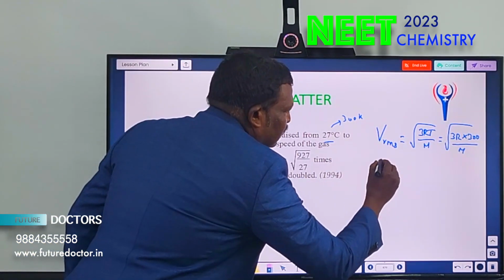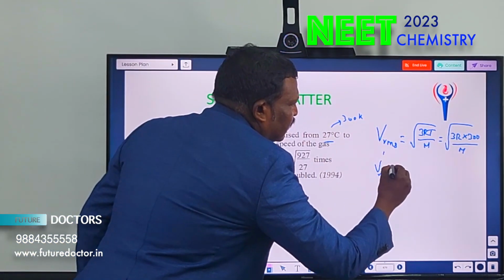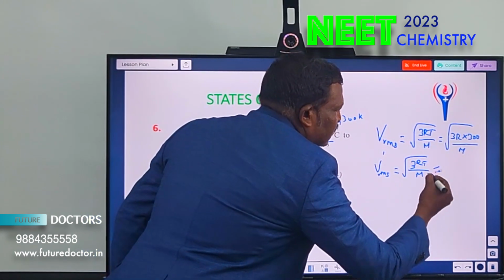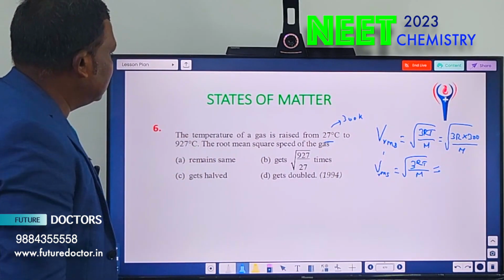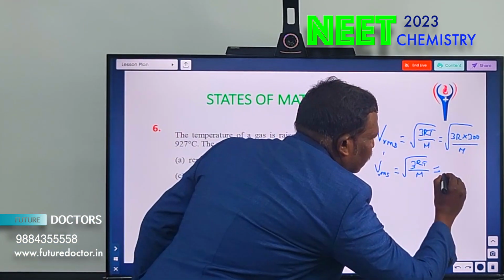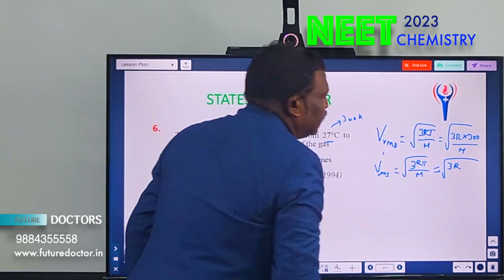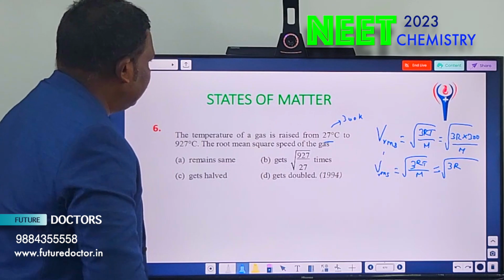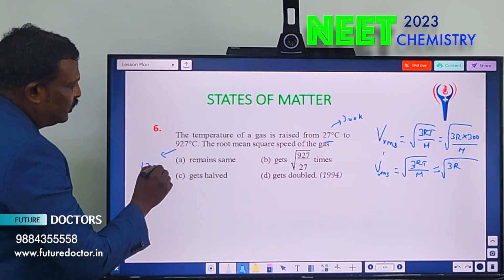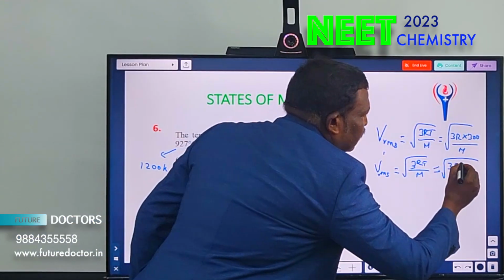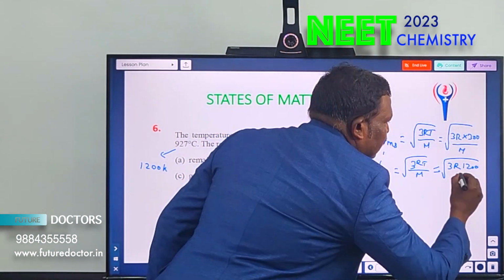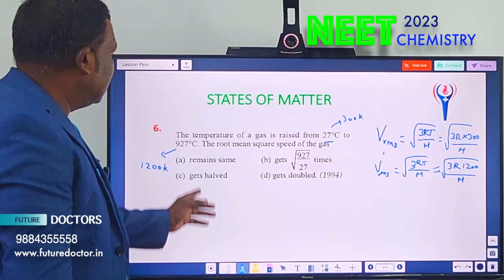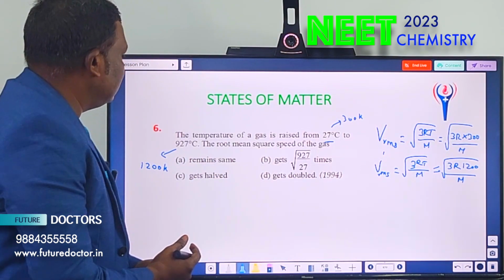In the second case, the root mean square velocity is again root of 3RT by m. So here also you substitute the temperature. It will be root of 3R. You convert the temperature from Celsius into Kelvin. Adding 273, it will be 1200 Kelvin. You substitute here, so 1200 Kelvin by m. You just compare the values. Here they are asking how many times it increases.